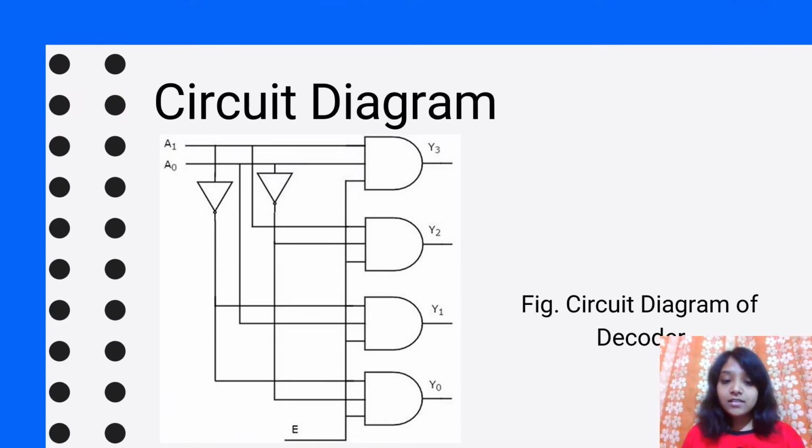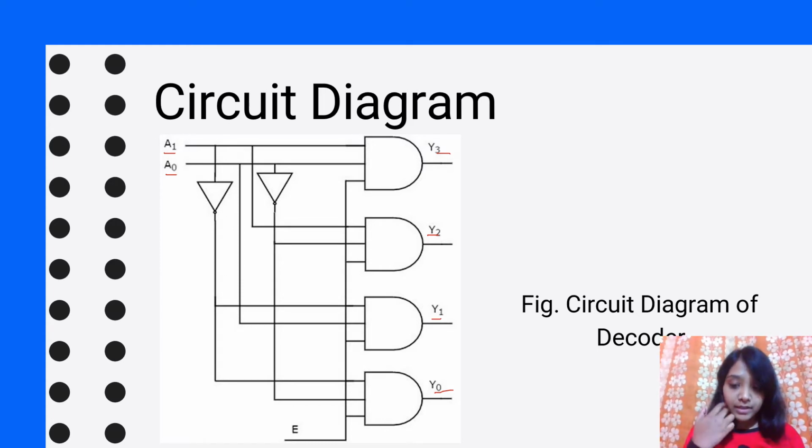Now let us see the circuit diagram for 2 to 4 decoder. Here, let A0 and A1 be the inputs, and Y0, Y1, Y2 and Y3 are the outputs. Each output has one product term, so there are four product terms in total. We can implement these four product terms by using four AND gates having three inputs each.